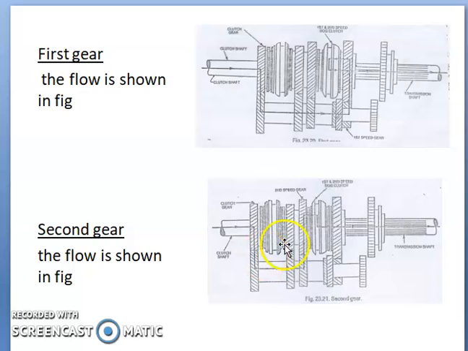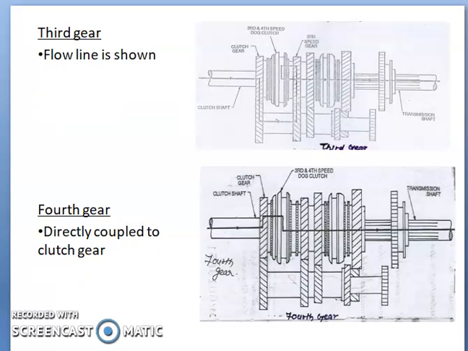For the second gear, comparing with that of the first gear, you can see the gear on the lay shaft is slightly larger and the gear on the main shaft is slightly smaller. So again you get a reduced speed, but the rate of reduction is less when compared to that of the first gear. Next you can see the third gear.